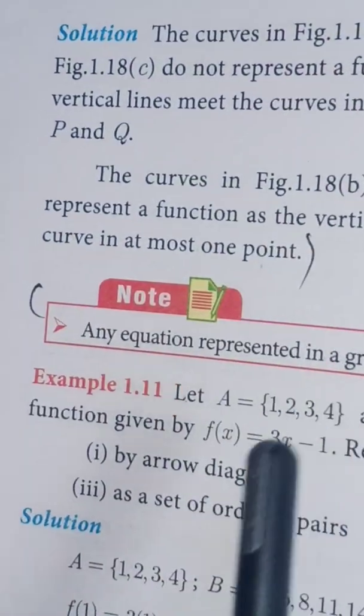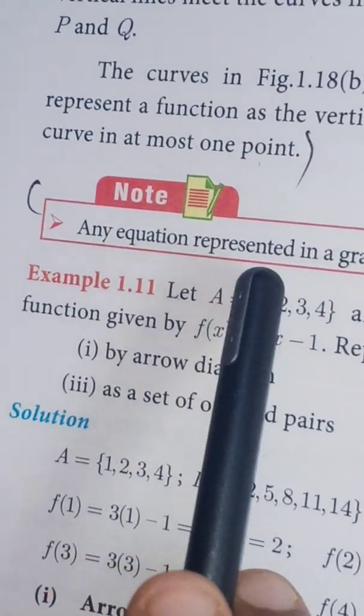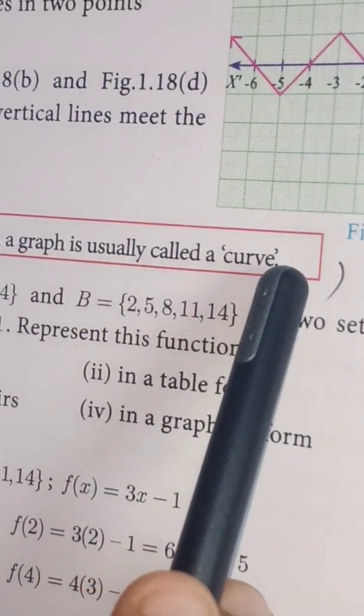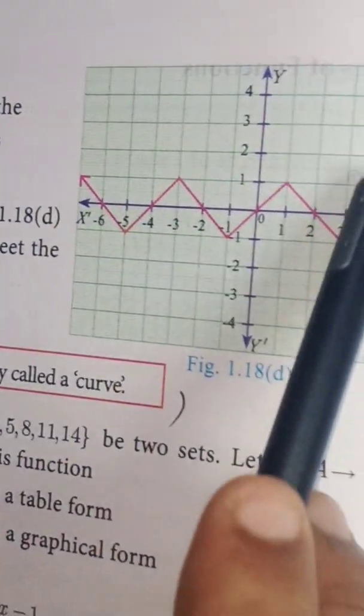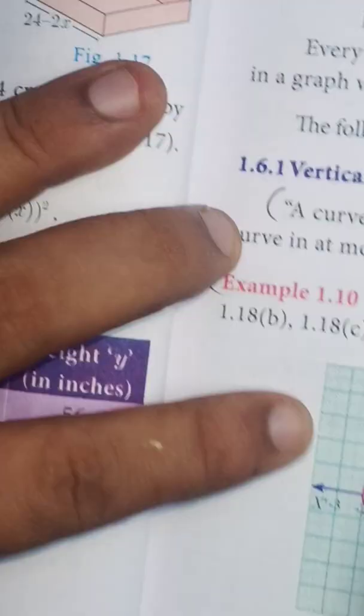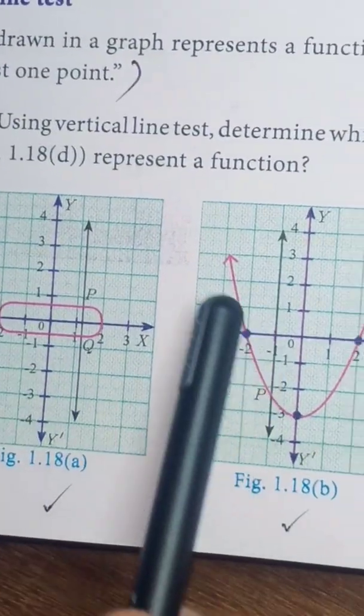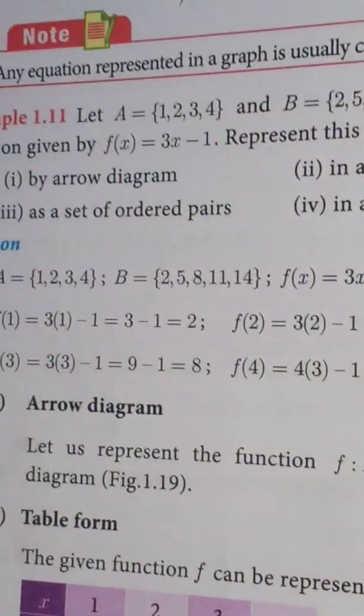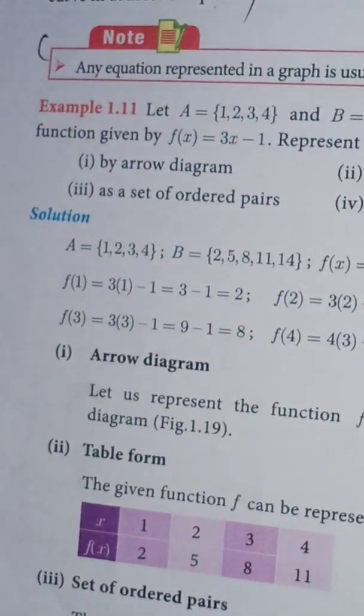Very important. Any equation represented in a graph is usually called a curve. This one represents a curve. This one represents a curve. This one represents a curve. Even this one represents a curve. So we discussed the vertical line test.